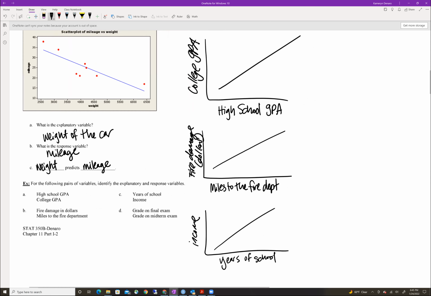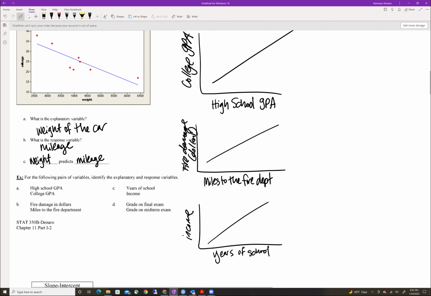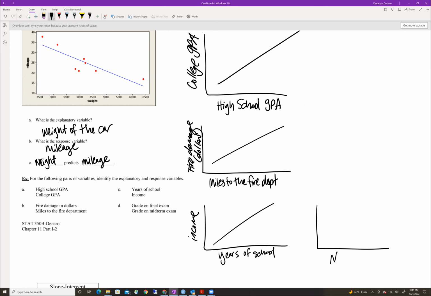And grade on a final exam, grade on a midterm exam. So I would think that the midterm scores are going to predict the final exam scores. And once again, we hope that that's a positive relationship. So all of these examples were positive relationships, but there's plenty that could be a negative relationship as well.